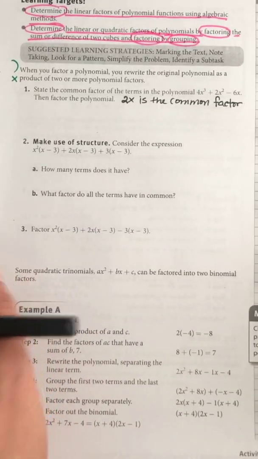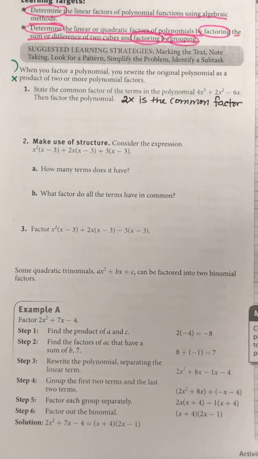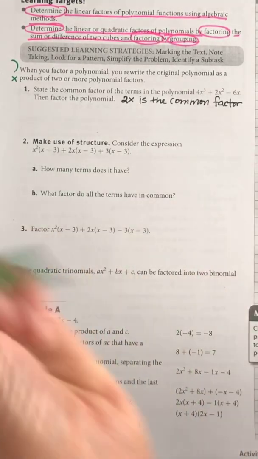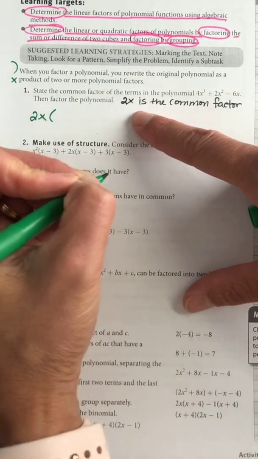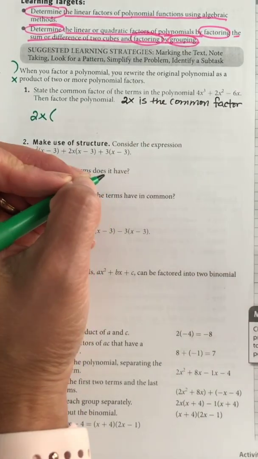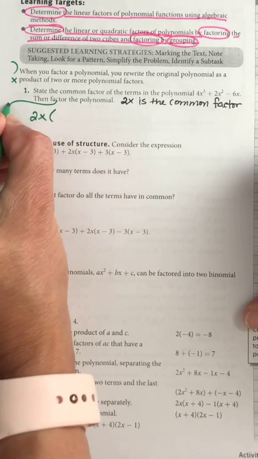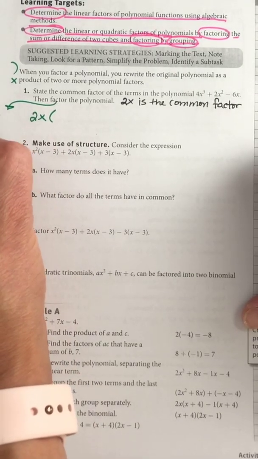Okay. All right, then we're going to factor that polynomial. Okay. So when we factor, we write the 2x, that's the common factor. We're bringing it out front of the parentheses. And when we factor something out, factoring something out means to divide it out.